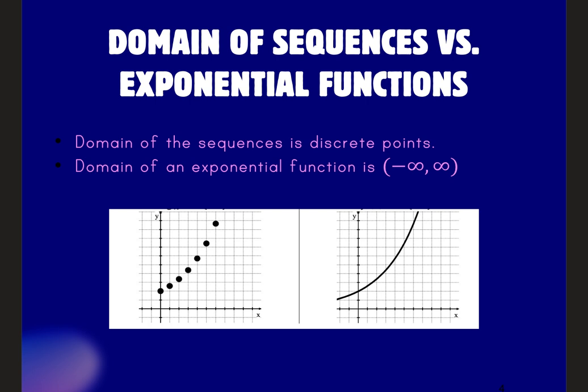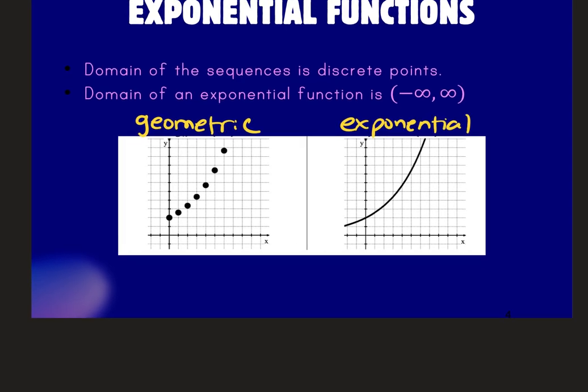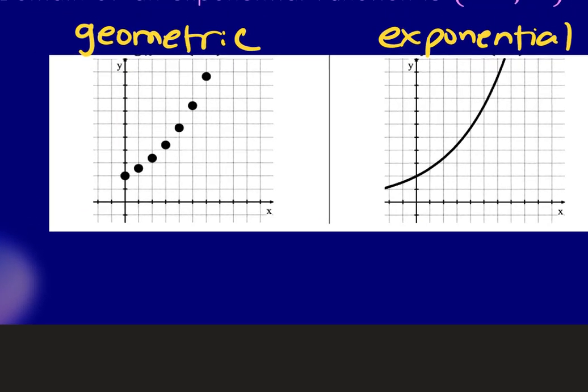And again, the biggest difference is what the plotted graph looks like. If this is an exponential function and this is a geometric sequence, this is what my sequence would look like, and this is what my exponential would look like. So the geometric is going to be individual terms, which gets individual dots, and the exponential is going to be a gradual line.